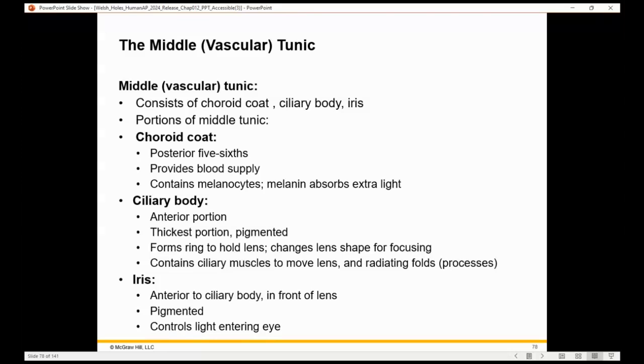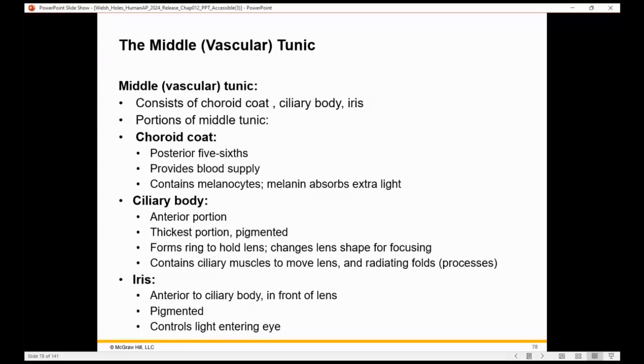The ciliary body, which is the anterior portion, is the thickest portion and it's pigmented. It forms a ring to hold the lens and changes the lens shape for focusing, and contains the ciliary muscles to move the lens and the radiating folds, which are the processes.